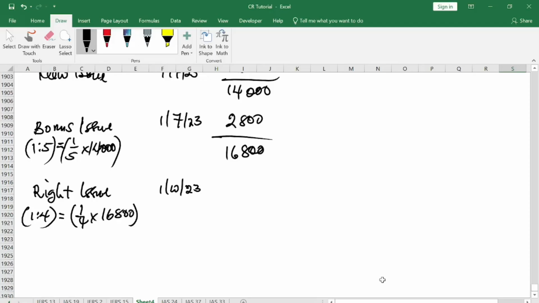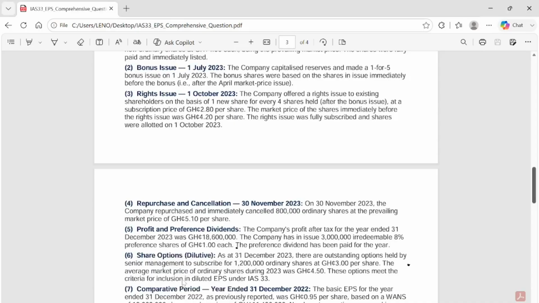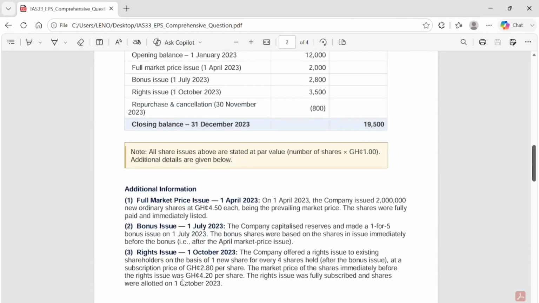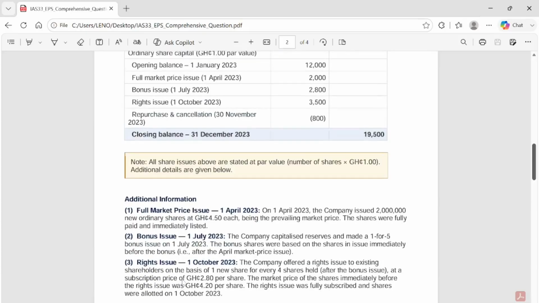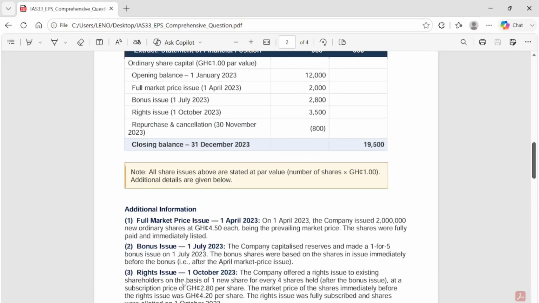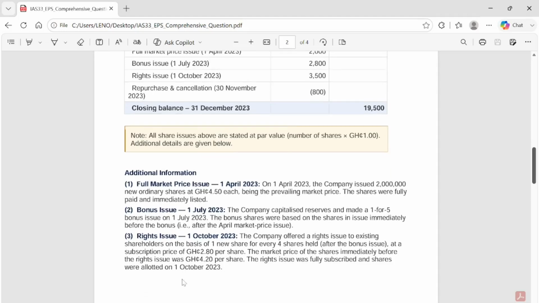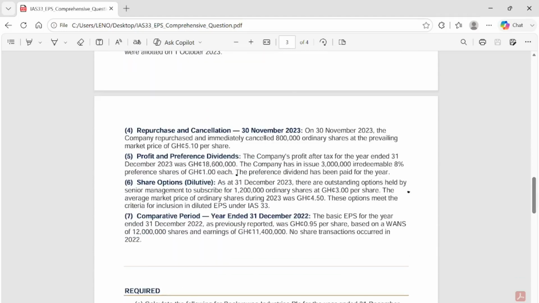16,800. What do we have? So this one also gives you how much? 4,200. So you sum it up. What do you have? 21,000. Okay, let's see. Now, when we go into the table, you realize that they said there is a repurchase and cancellation on 30th November, 800,000. Come here, it is there. They did a repurchase and cancellation on 30th November, and it is 800,000.